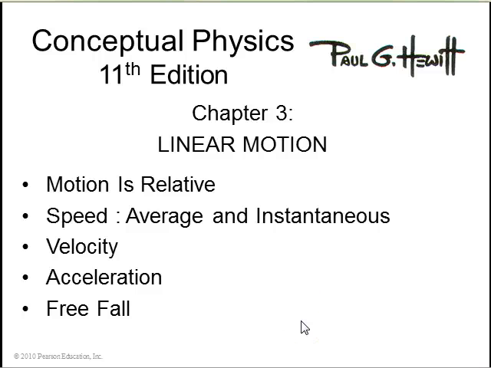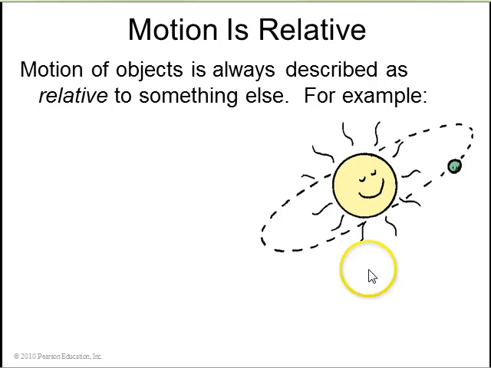Okay, let's do chapter 3 on linear motion. Motion is relative. We're going to talk about velocity and acceleration and free fall. So first of all, velocity is always described as relative to something else.